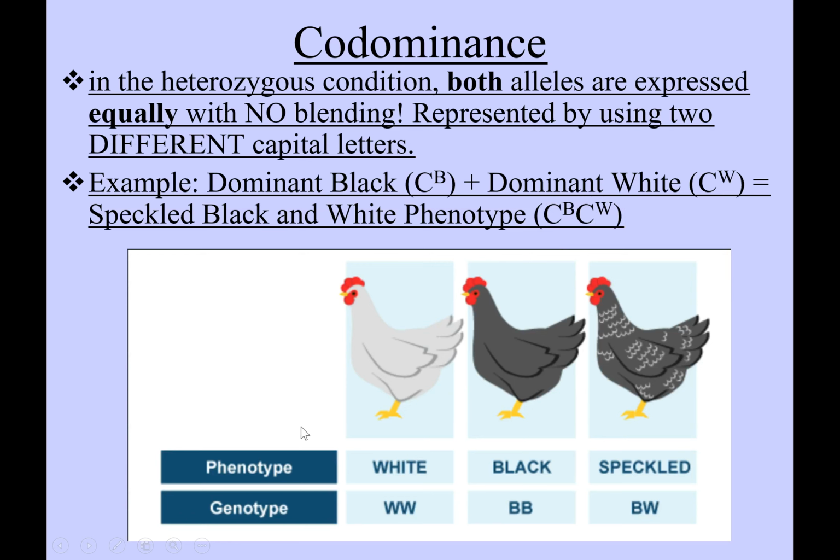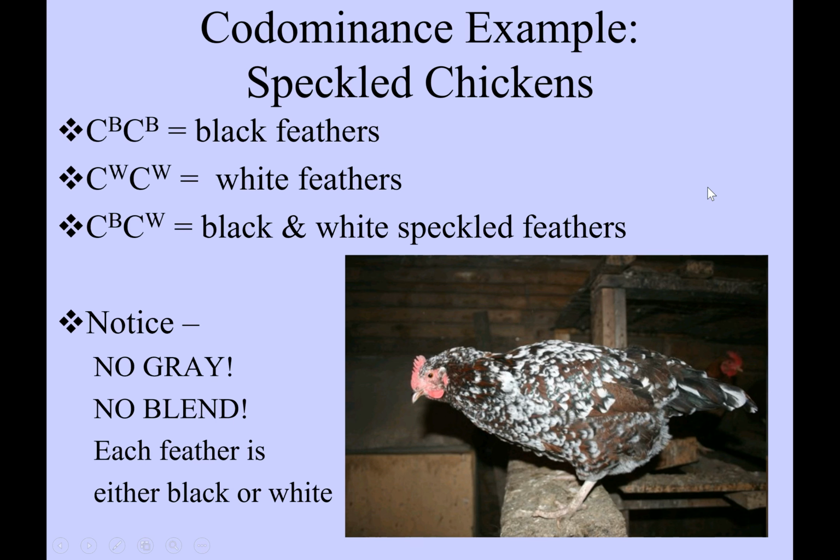These chickens that we're talking about, or this particular species, come in 3 different phenotypes. You have the white chicken, the black chicken, or the speckled chicken. And you would apply these letters to the capital C as superscripts or exponents. So let's look at an example of what that would look like.